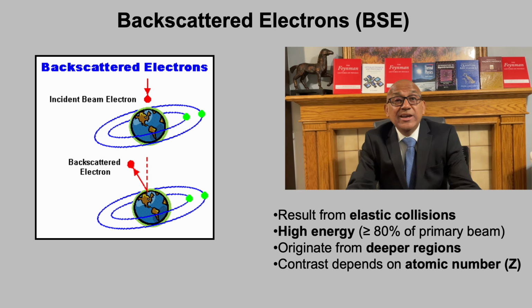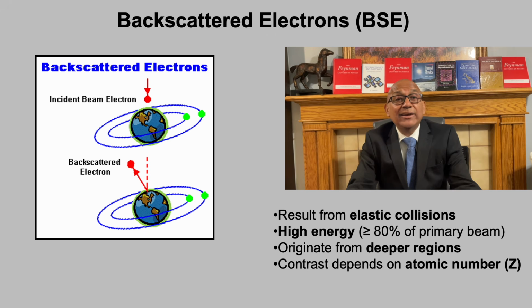As a result, BSE images are less sensitive to fine surface detail but are strongly influenced by the composition of the material. A key feature of backscattered electrons is that their yield depends on the atomic number Z of the specimen. Heavier elements have stronger nuclear electric fields, which increases the probability of elastic scattering and leads to a higher backscattered electron signal. This produces what is known as Z contrast.